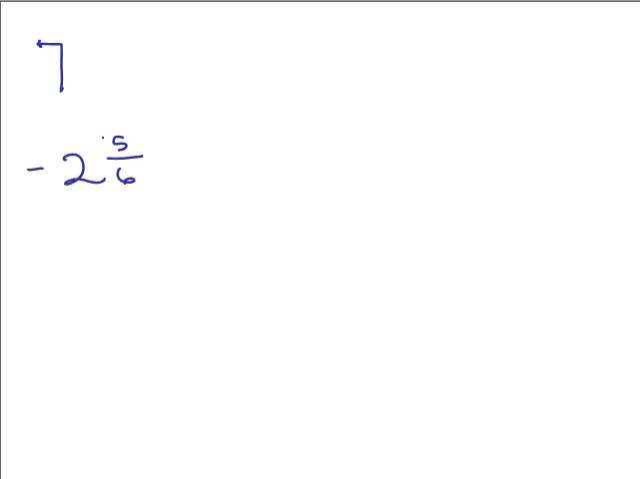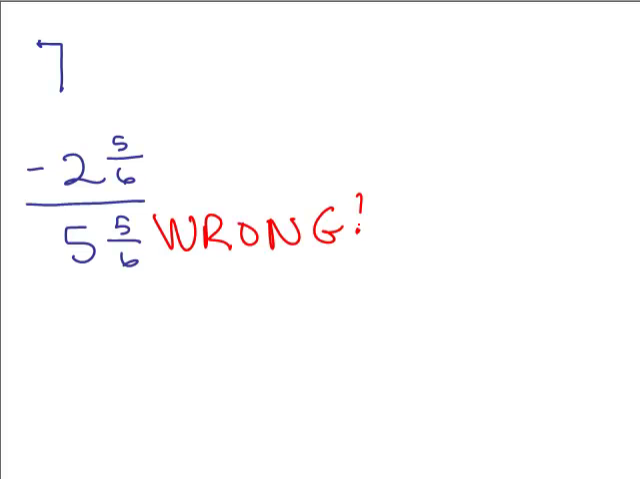All right, we've got 7 minus 2 and 5/6. This is kind of tricky here. Notice you don't even see a fraction here. A common mistake is for people to go 5 and 5/6. Wrong. You're subtracting from no sixths. So don't do that. Let's cross that off. Now we're going to do it right.